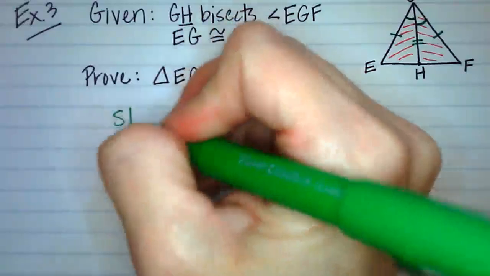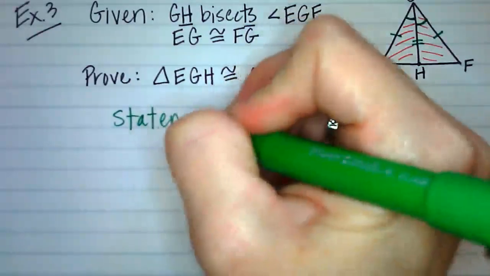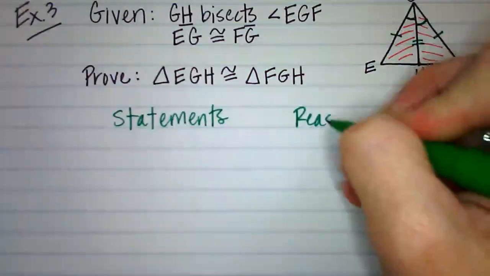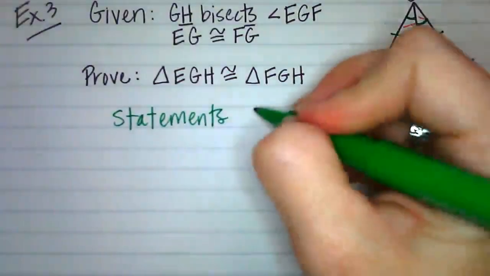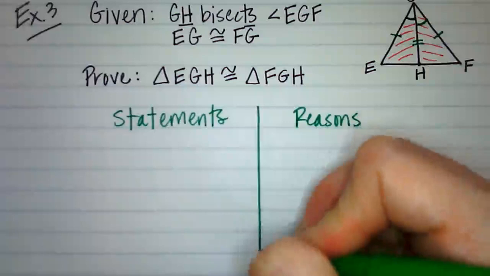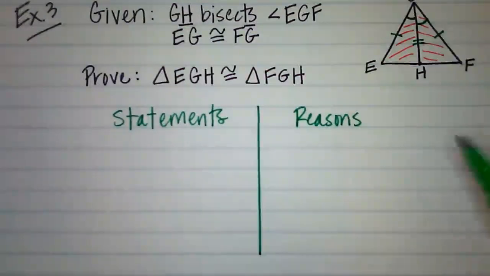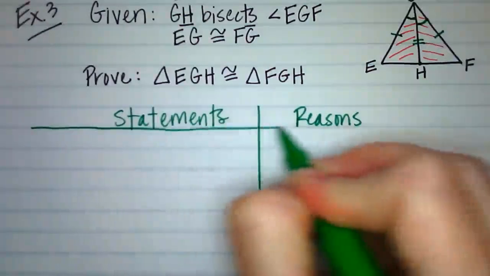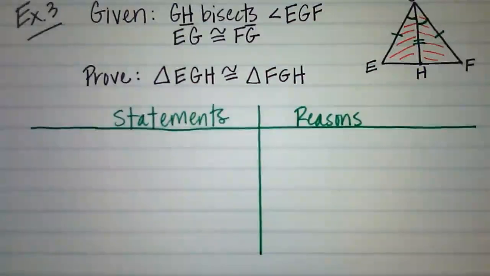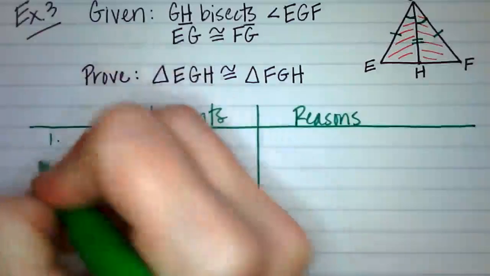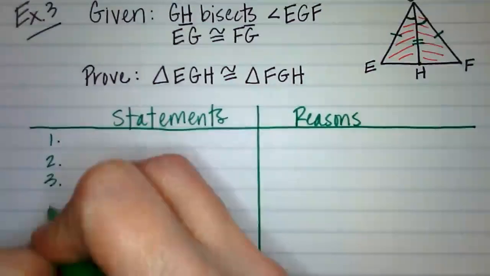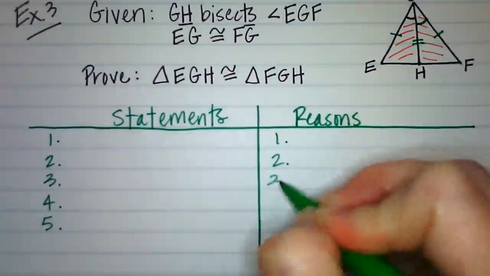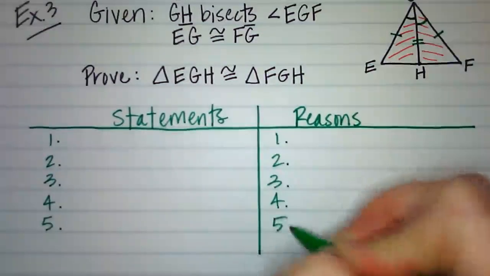So we have statements and reasons, and we are going to number them. Now, this one, unfortunately, wow, look at how straight that is. This one, unfortunately, is going to take more than 4 steps, and I will explain that in just a second. So 1, 2, 3, 4, 5.